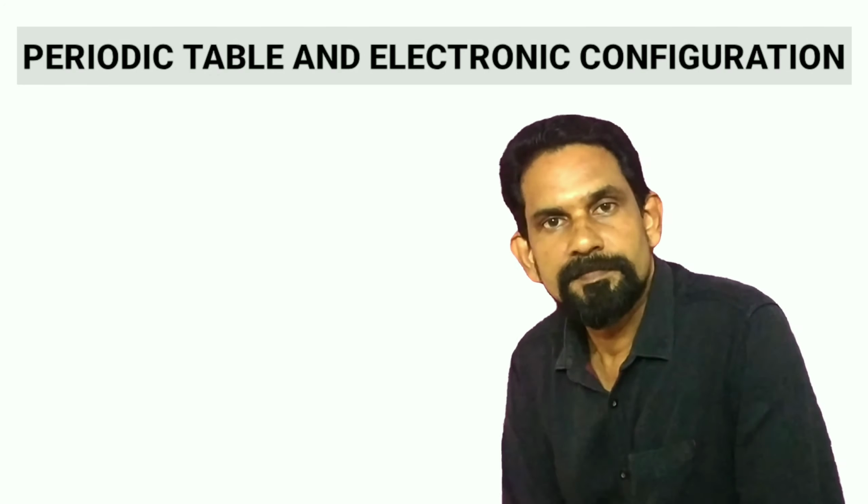What is the basis of classification of elements in the periodic table? That we have studied in 9th standard. So what is the basis of classification? Yes, it is atomic structure. So the periodic table is based on the atomic structure.